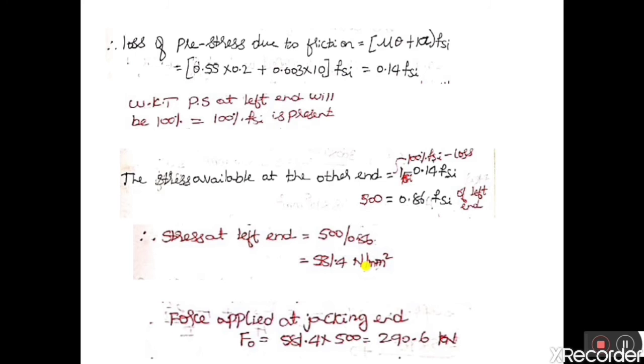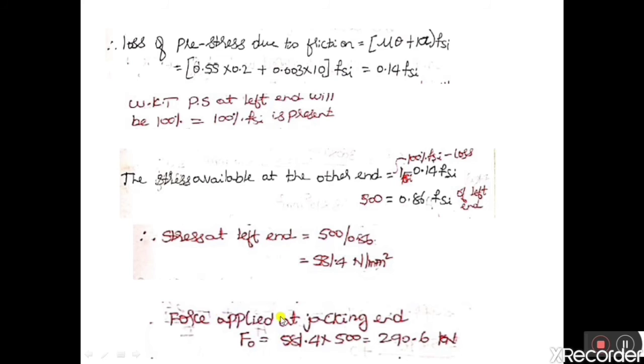So the stress at the right end was 500 Newton per mm square, and the stress at the left end is more than that. It is 581.4 Newton per mm square. So the total loss of stress from the 0 end to 10 meters is 81.4 Newton per mm square.